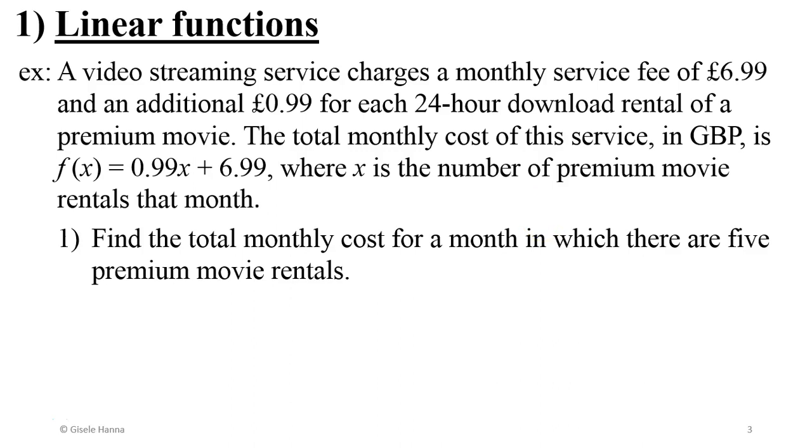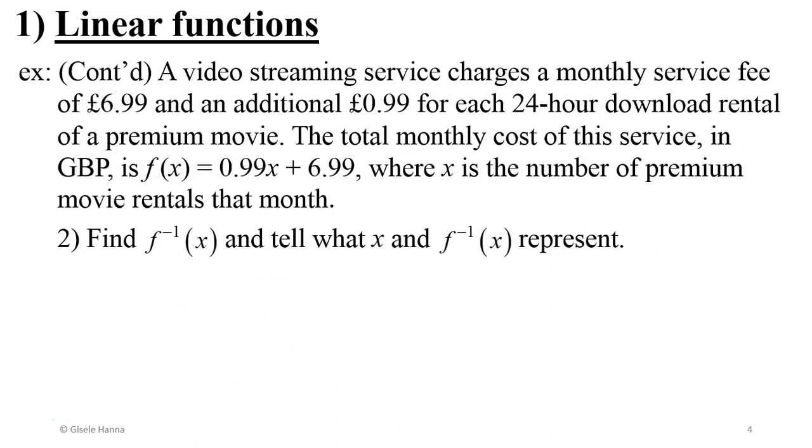So in order to find the cost, which is represented by the function f, all I have to do is just replace x by 5 in f of x. So f of 5 being 11.94, in that case the total monthly cost is 11.94 pounds. Okay, now let's just move to part 2.